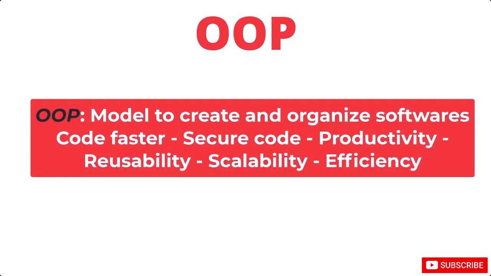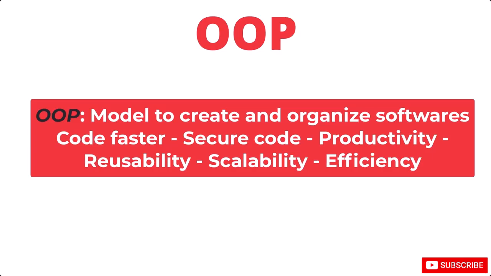Python is an object-oriented programming language, and almost everything in the Python programming language is considered an object. So what is the meaning of object-oriented programming in general? Object-oriented programming is a programming paradigm to create or organize software. And there are many advantages of using object-oriented programming.